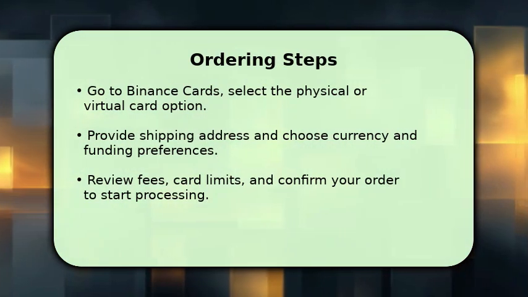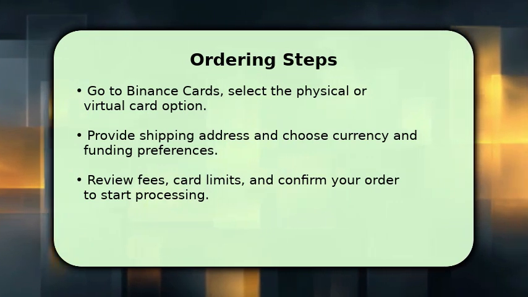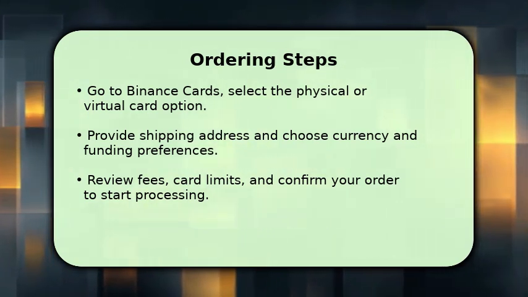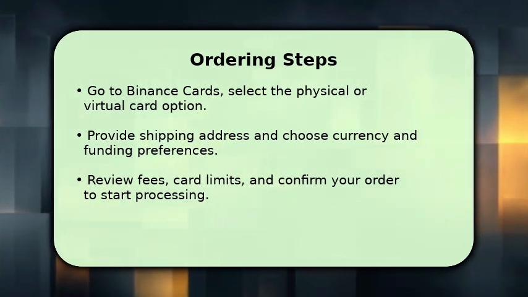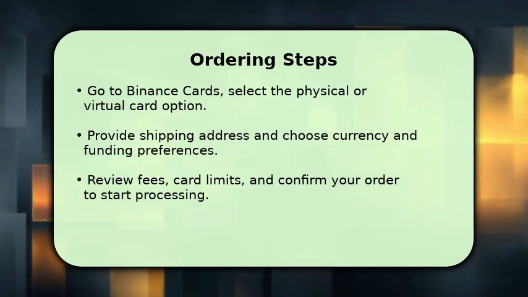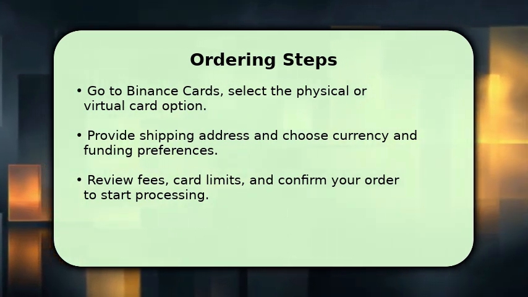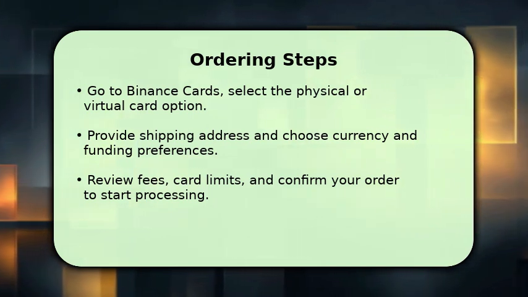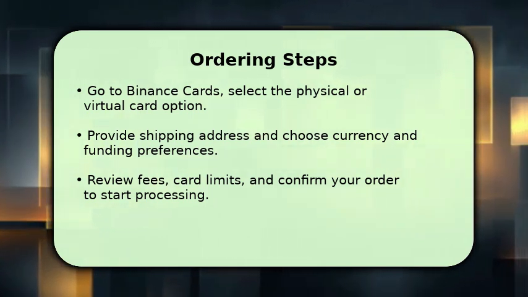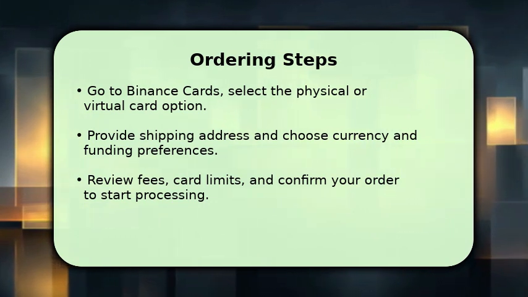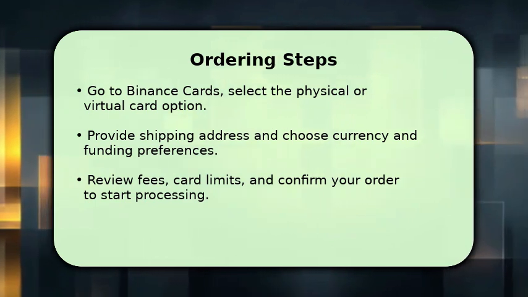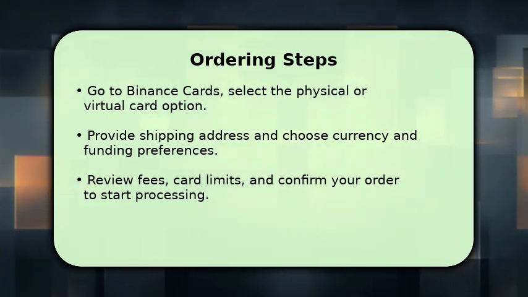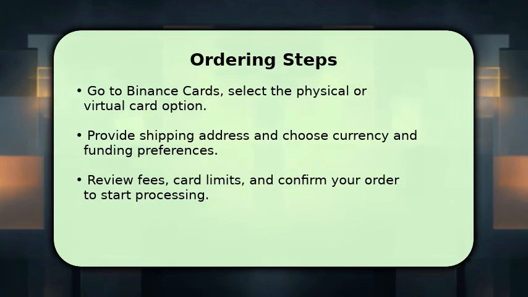Order the Binance card by opening the Cards tab, selecting physical or virtual, and entering your shipping address if needed. Pick your preferred currency and decide whether to fund with spot wallet or a specific crypto balance. Confirm the card design, review applicable fees and daily limits, and complete the order. Activation typically requires a one-time verification and funding step, after which you can start using the card for purchases and ATM withdrawals.